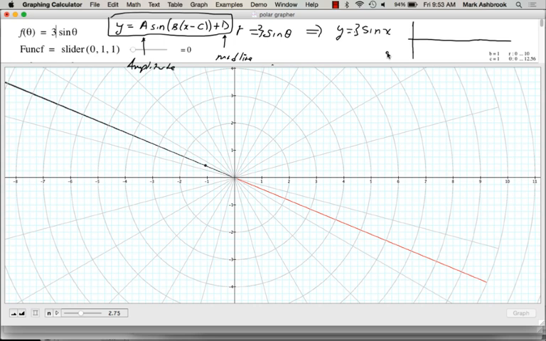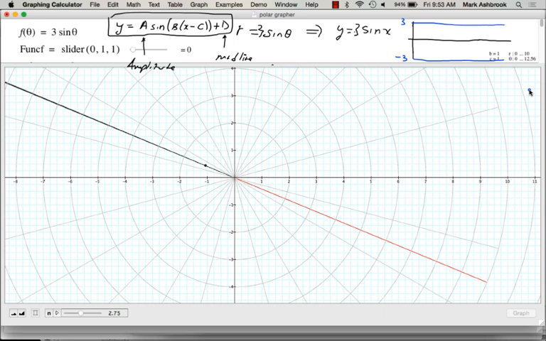What do we got? So we know our midline is 0, and we've got 3 sine x. So what's our amplitude? 3. So our maximum value of this curve is going to be 3, minimum negative 3. So the midline is 0, and y values are going to fluctuate between negative 3 and 3.